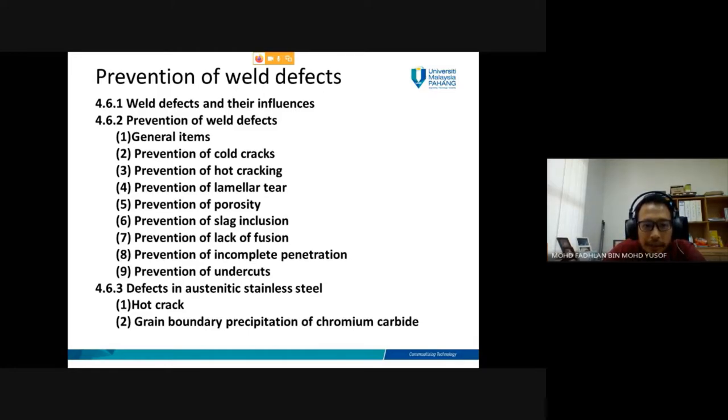And then we are going to look into defects in austenitic stainless steel, such as hot crack and grain boundary precipitation of chromium carbide. Kenapa kita tengok dalam satu subtopik, kita tengok special sangat austenitic stainless steel ni. Sebab kalau kita tengok austenitic stainless steel ni, dia sifat dia berbeza dengan steel-steel yang lain, di mana ianya kita katakan sebagai non-magnetic. Kalau kita lekat magnet tu tak lekat lah maksudnya. Dia pun punya sifat-sifat yang unik untuk kita apply dalam komponen-komponen atau part-part tertentu. Sebab dia ada sifat unik, tapi ianya juga ada kelemahan yang ketara. That's why kita nak tengok lah.